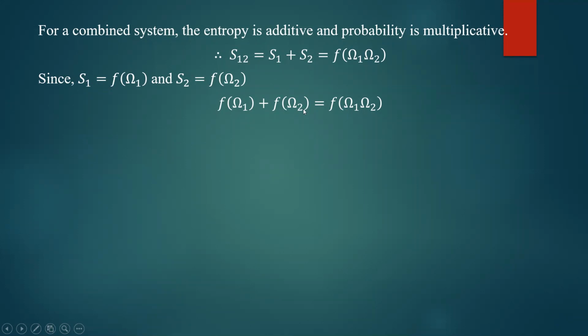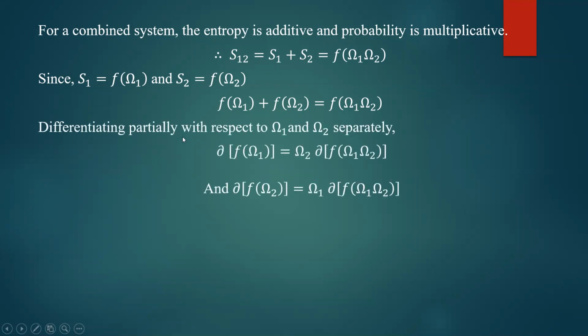Now you differentiate this equation partially with respect to omega 1 and omega 2 separately. First, you differentiate with respect to omega 1 partially, where omega 2 is an independent variable and is considered constant. That will give you the derivative of f of omega 1 equal to omega 2 into the derivative of f of omega 1 into omega 2. Omega 2 is taken out, since it is a constant when differentiating partially.